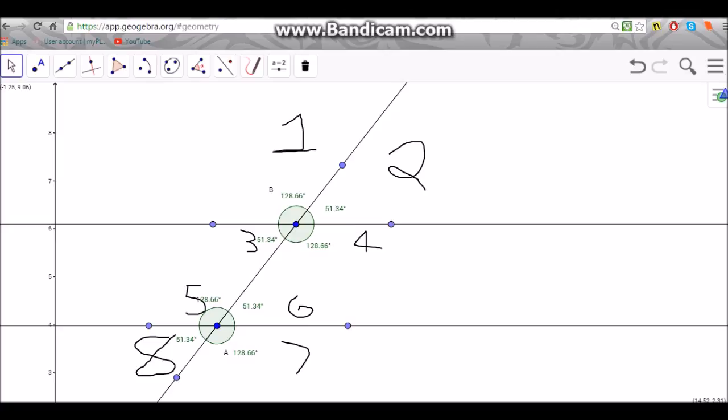The last relationship we're going to talk about is vertical angles. This is another very basic relationship that we have when parallel lines are crossed by a transversal. It is when two angles share a vertex but no other sides, and they have the same measurement. So we'd have 1 and 4, 2 and 3, 6 and 8, and 5 and 7 as our vertical angle pairs.